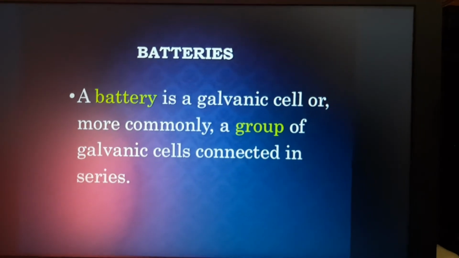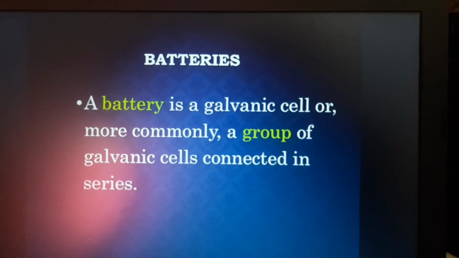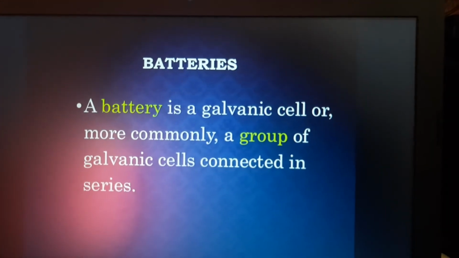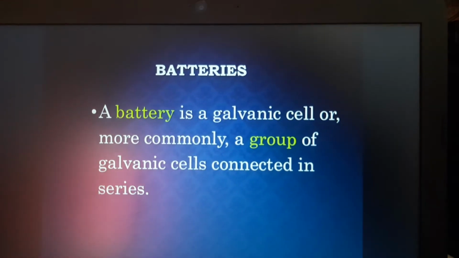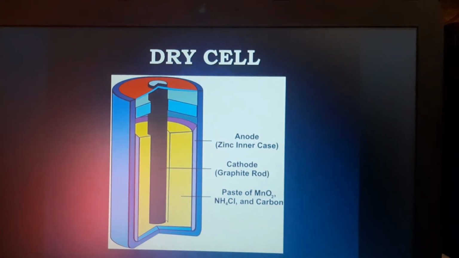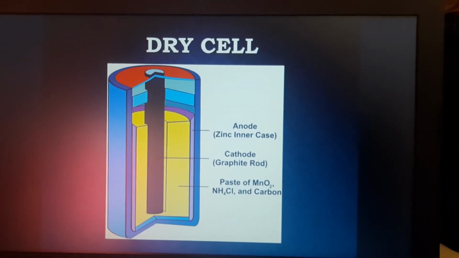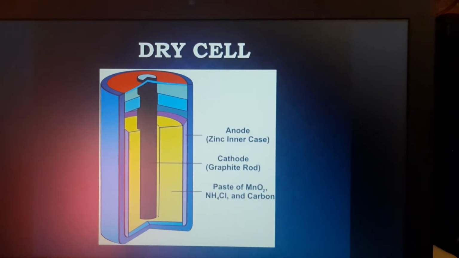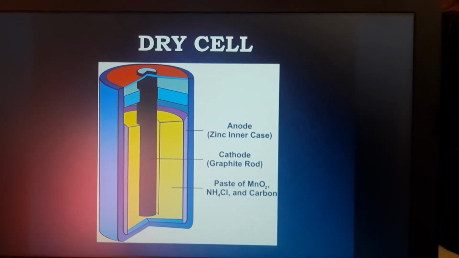So next topic is battery. So battery is a galvanic cell, or it's a group of galvanic cells connected in series. So batteries, we always know the batteries are such type of cells that can be used again and again for a long time. So the battery we know that is used in torches or small electrical devices such as remote. So the batteries used are actually galvanic cells, and they are called dry cell.